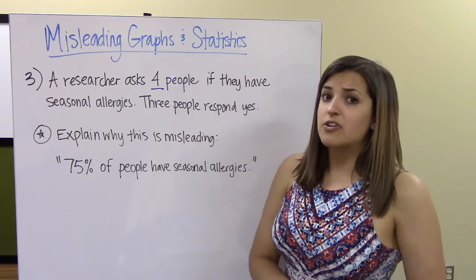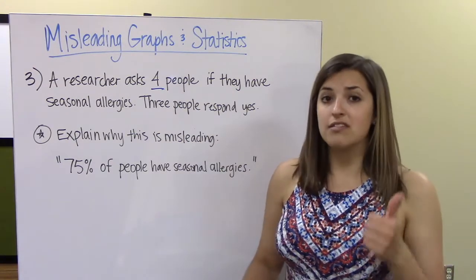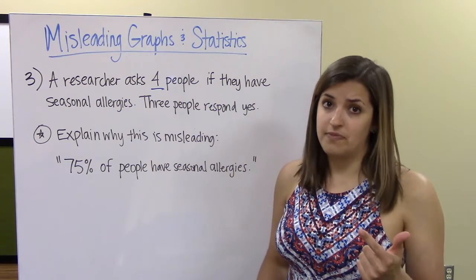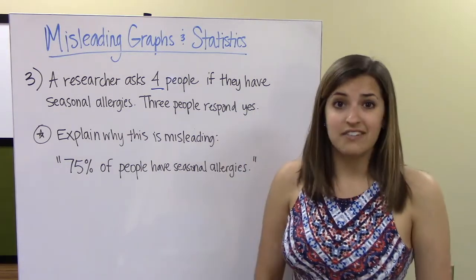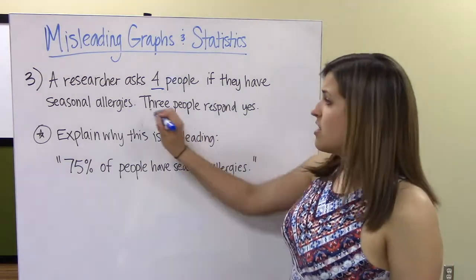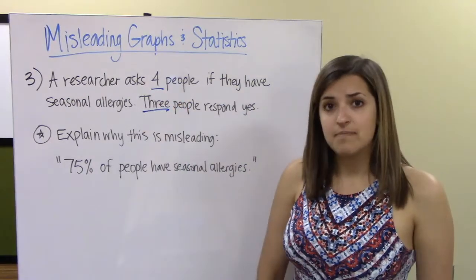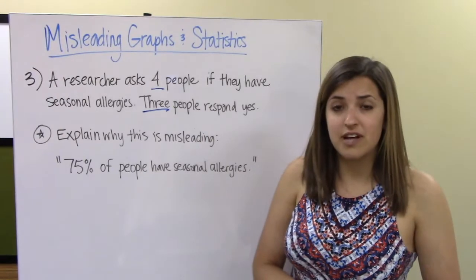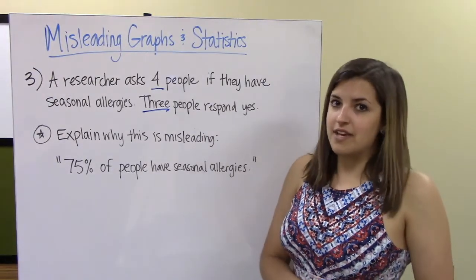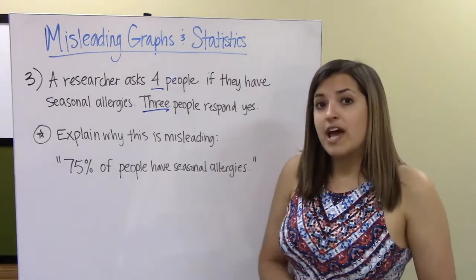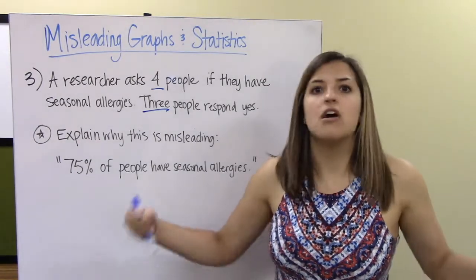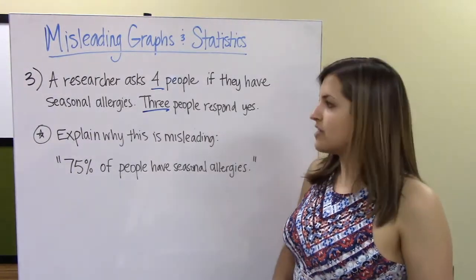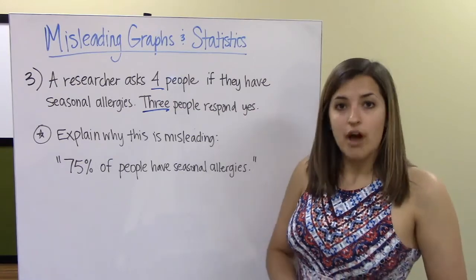Remember what we need for a good data sample. We need a large random sample. Well, 4 people is not that large. Also, 3 of those people responded yes. While it is possible that 75% of the population has seasonal allergies, it's a little bit unlikely. So to be sure, we want to have a large sample, maybe 100 or more, to get a good, accurate prediction of how many people have seasonal allergies.